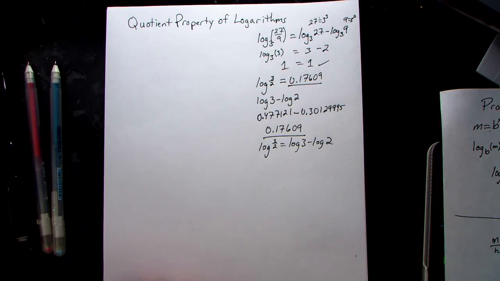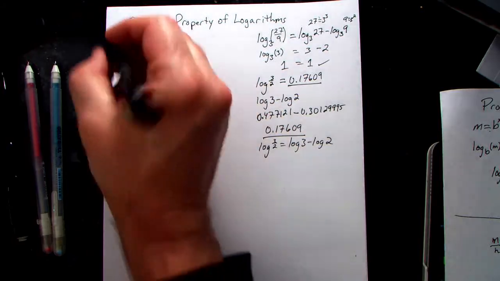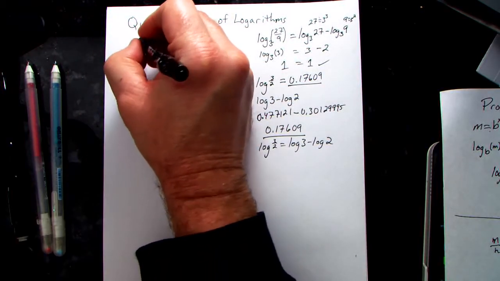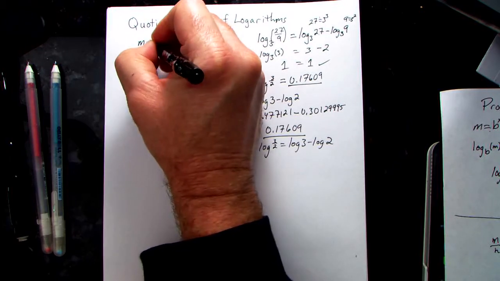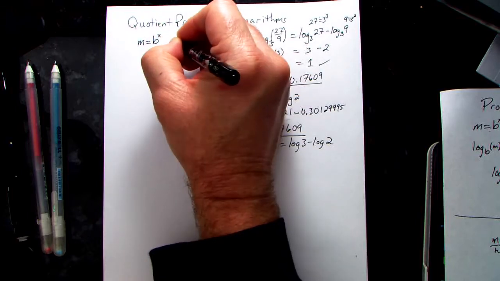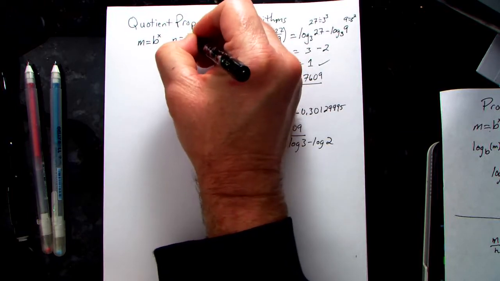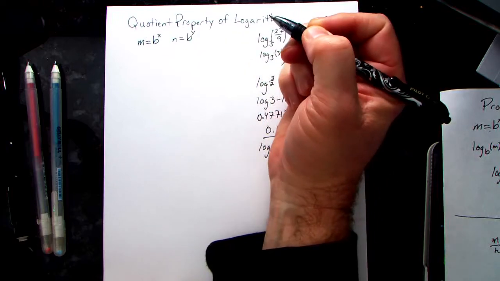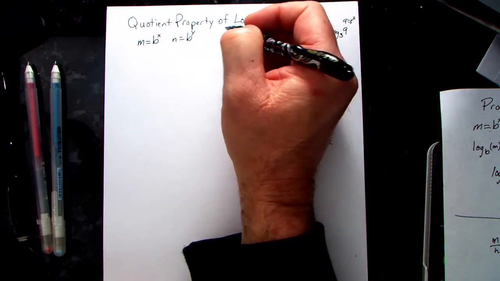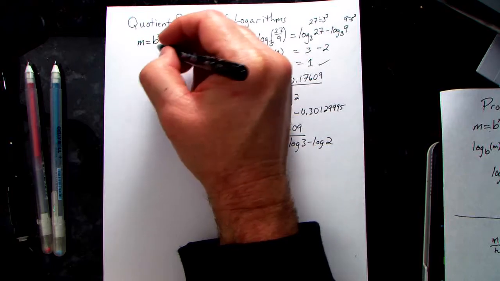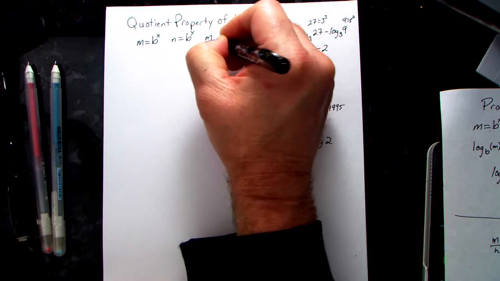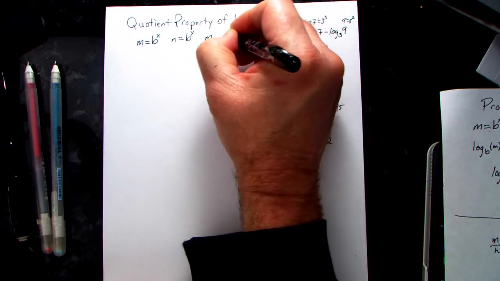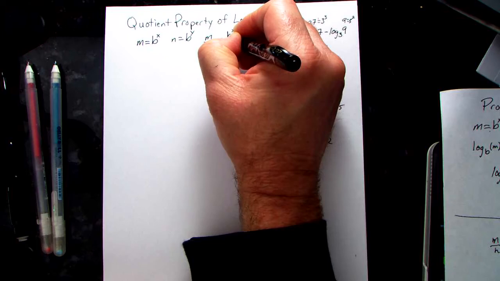Okay. So that's it working in numeric examples. Now let's see if we can prove it using algebra. We're going to start this problem off, much like we did with the product property one, with the statement: we'll let m equal b to the x and n equal b to the y. Now since we're talking about a quotient, we're going to divide both sides of this equation by n and get m over n, which is going to equal b to the x over b to the y.